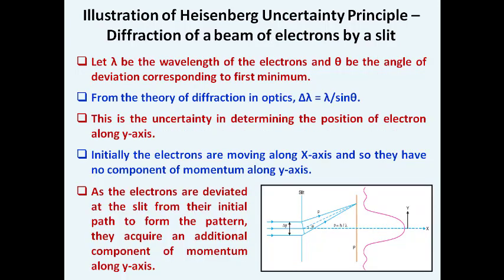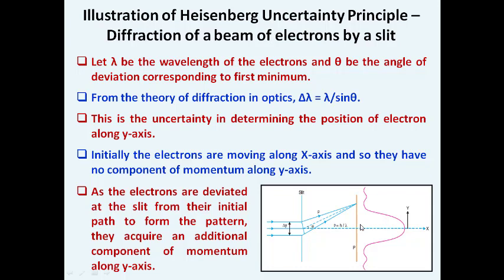So let lambda be the wavelength of the electrons and theta be the angle of deviation corresponding to the first minimum position. From the theory of diffraction of light in optics, the displacement happening due to diffraction, delta y, will be equal to lambda divided by sin theta. This is simply the uncertainty in determining the position of electrons along the y-axis. So this one is the y-axis.